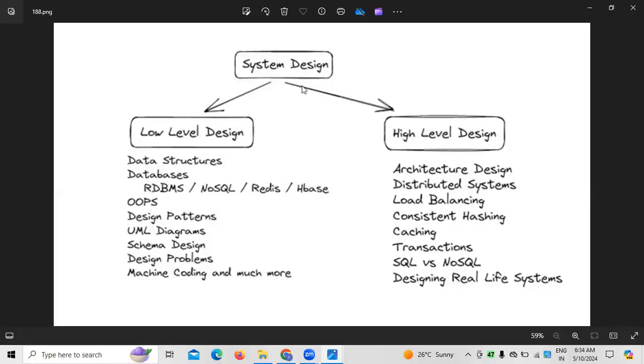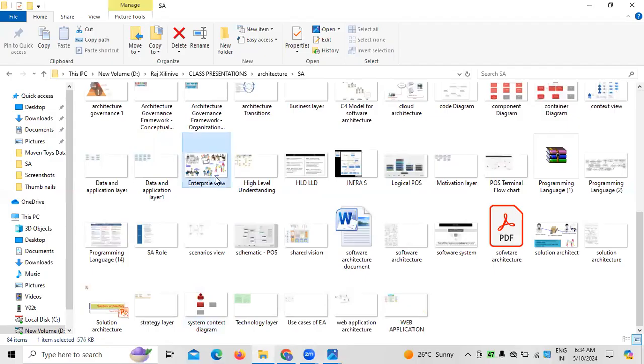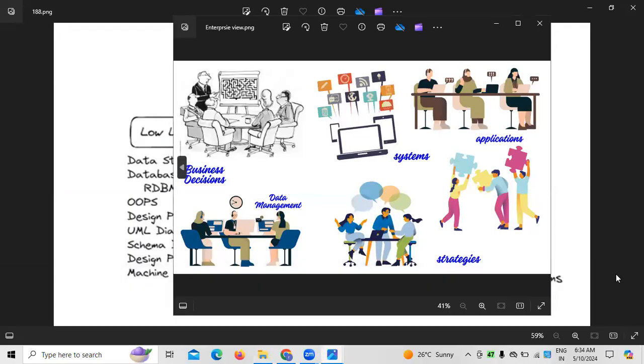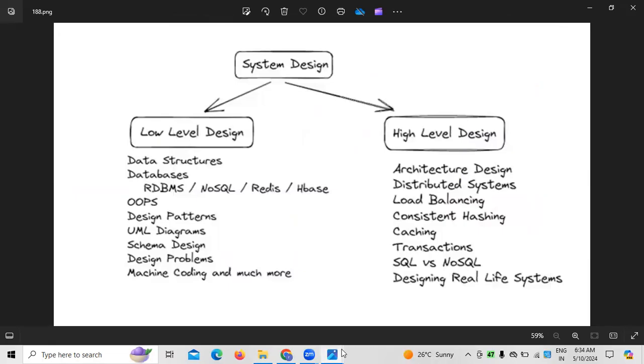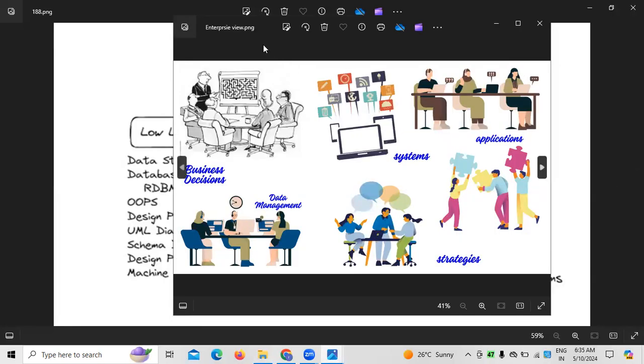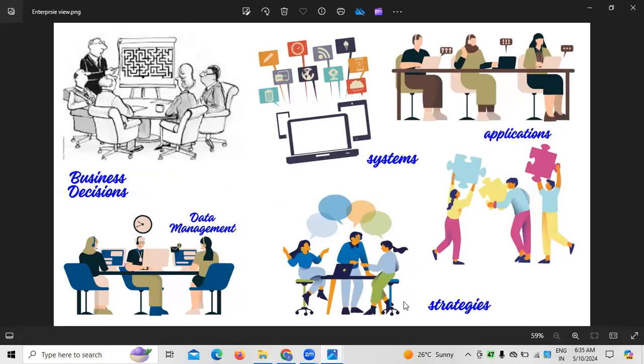For example, if you take any organization, I'll give you an example. If you take any organization, it consists of these different things. The organization will have some business decisions as part of their business activity to be maintained. So they will be taking some business decisions.